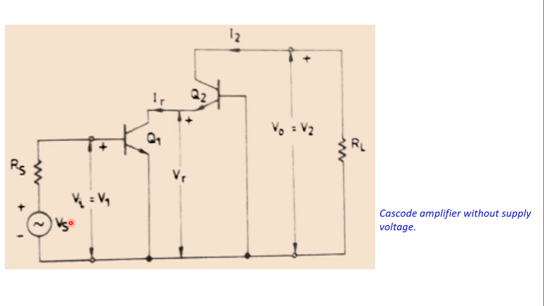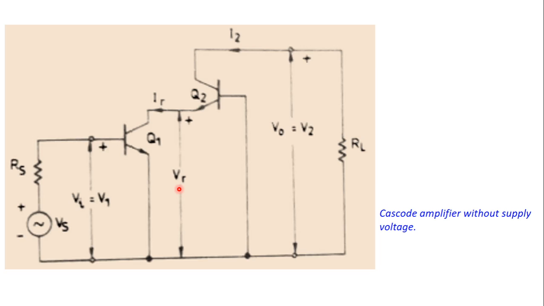Basically, because there would be some voltage drop across this resistance Rs, the potential at this point would be a bit lower than Vs. Let us say that this potential is Vi or V1, and at the output side, let's say this is V0 or V2. And at this terminal, where the output of Q1 is the input of Q2, let's say this is some potential VR.